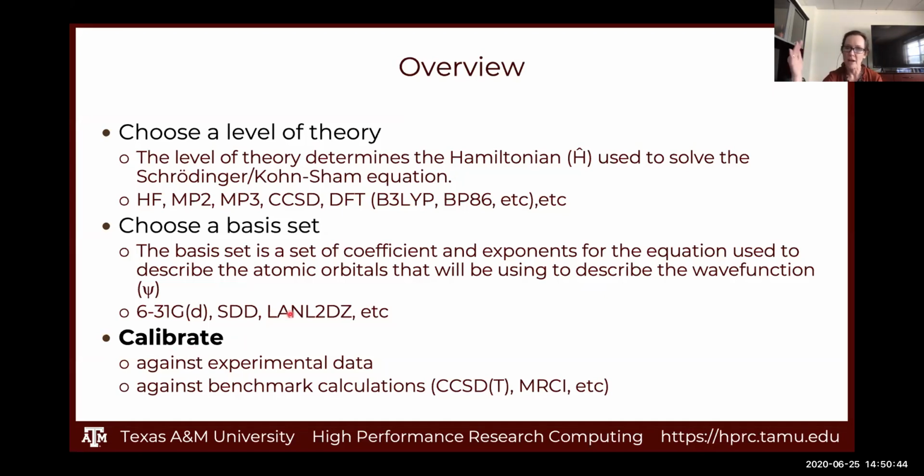We have a lot of approximations. We have a truncated basis set. We have an incomplete Hamiltonian. So you need to calibrate against something, against experimental data, against benchmark calculations, something.